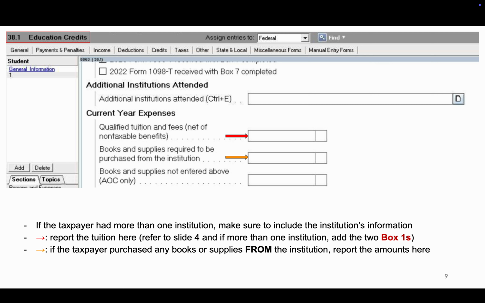You want to note there is a bit of a gray area in that if the school required the student to have a laptop, that could qualify. But just make sure that if the students are saying that they bought the laptop for school, that it was required by the school before you input that amount.